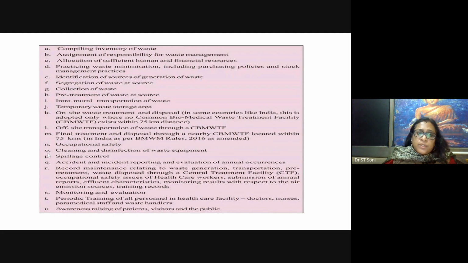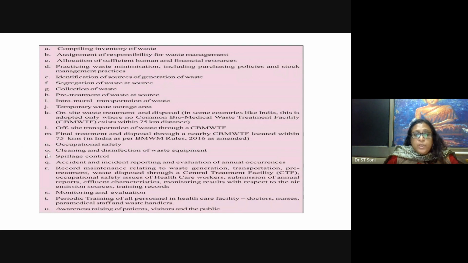Identification at the source of generation, we all have dealt with it. Segregation, collection, pre-treatment. Intramural transportation of waste is also a big, big management task. In a huge hospital setting there will be a large amount of waste, so we need to transport it to the temporary storage area through intramural dedicated routes and dedicated lifts, during the hours when it is not very busy. So off OPD hours, we need to do this.